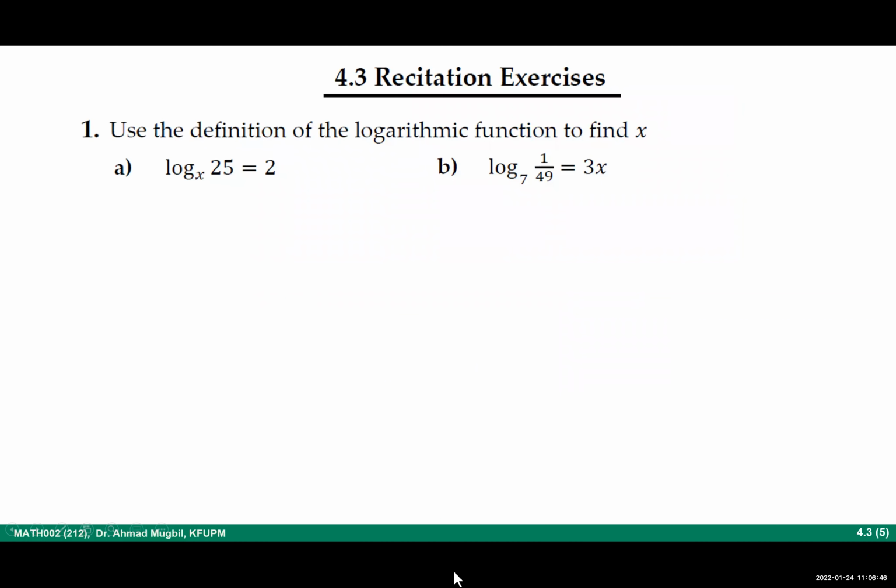Great. I believe that you can solve the first recitation exercise. Please try to solve by using just the definition of the logarithmic function. You can here find the value of x. Solve A first.